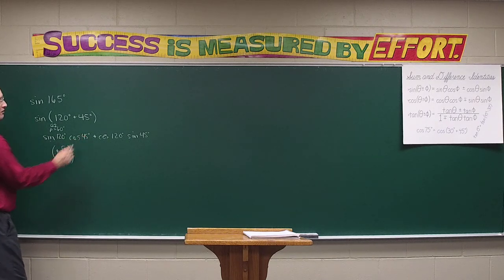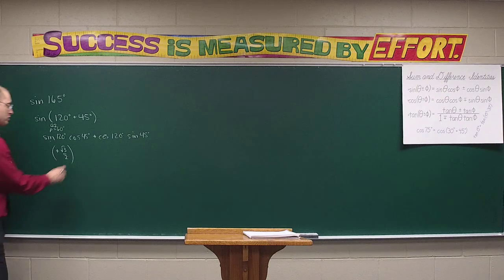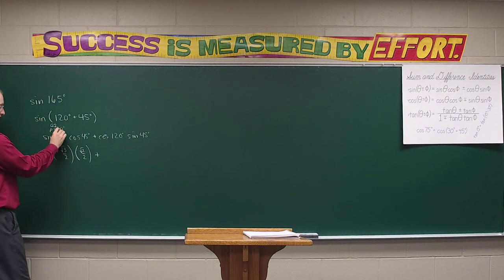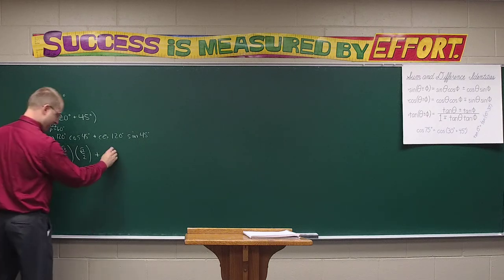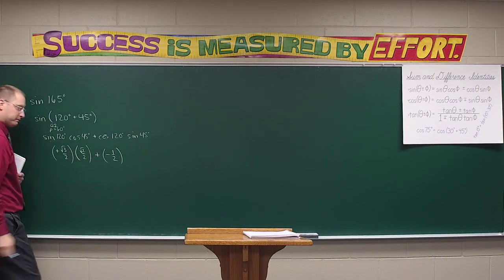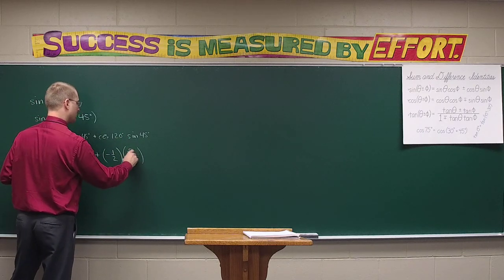What's the cosine of 45? Square root of 2 over 2. What's the cosine of 60? 1/2, but in quadrant 2 it is? Negative. So negative half. And sine of 45? Square root of 2 over 2.